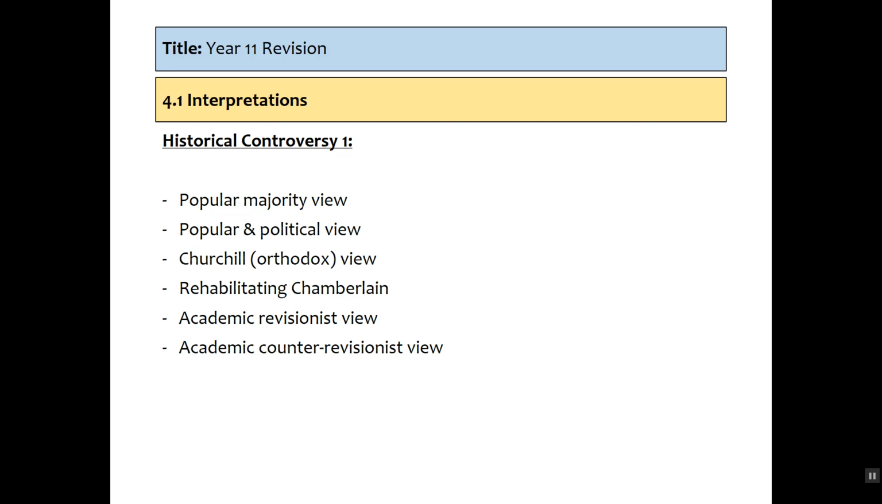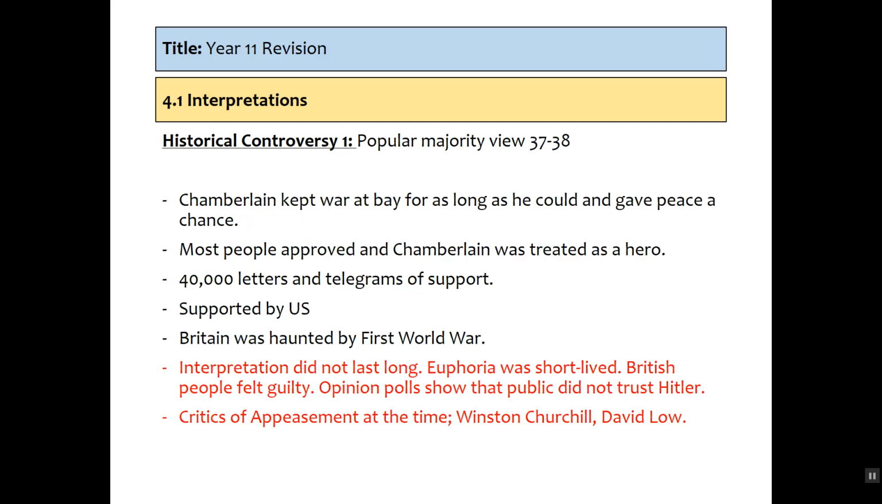So we've got the popular majority view, which is often known as well done, Mr. Chamberlain, very short-lived. We've got the popular and political view, which is often called the guilty men. We've got the appeasers, the misjudging of Hitler, interpretation 3, the Orthodox view or the Churchillian view. We've got rehabilitating Hitler, interpretation number 4, which is often known as the academic revisionist view. Then we've got interpretation 5, which is the counter-revisionist view, Chamberlain back on trial. So let's get stuck in.